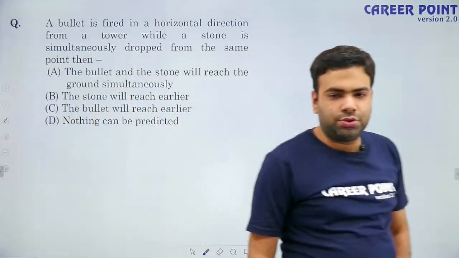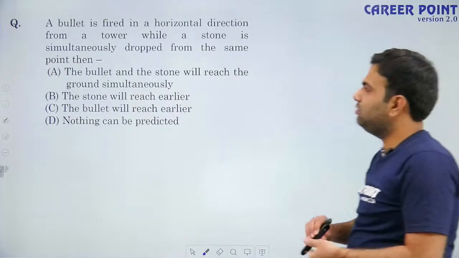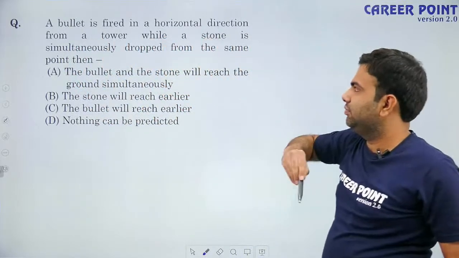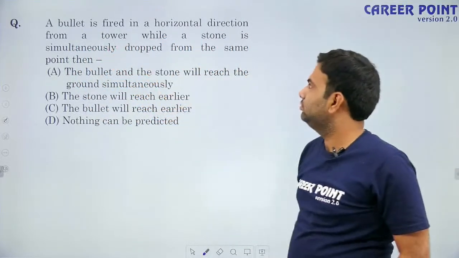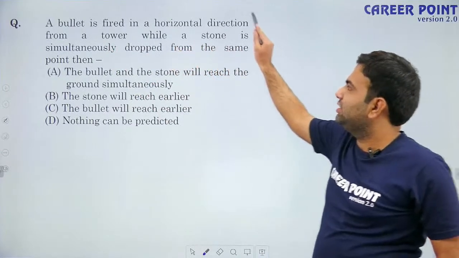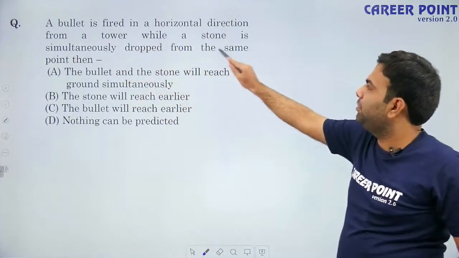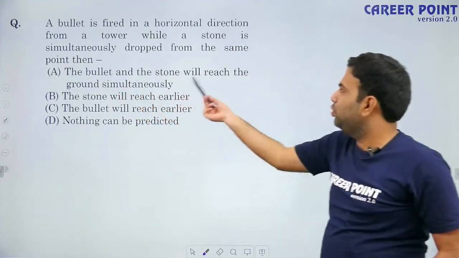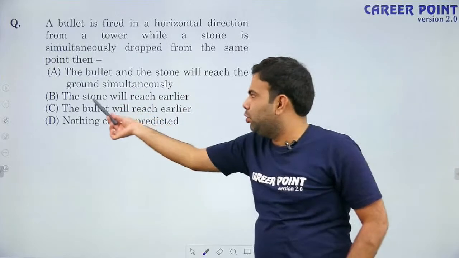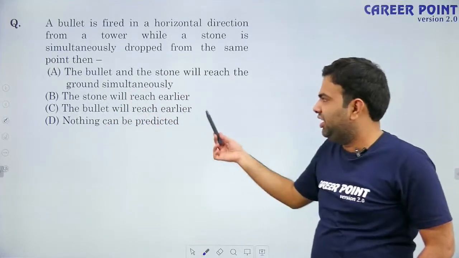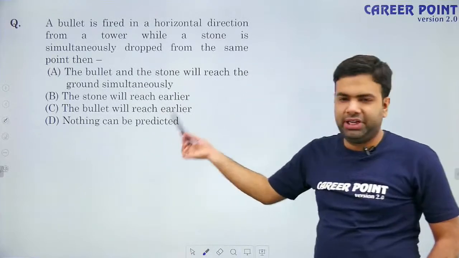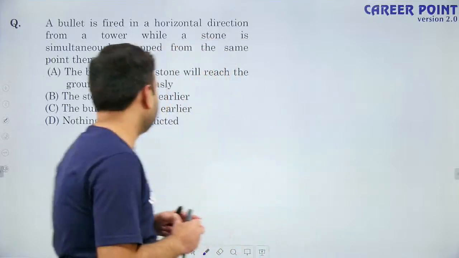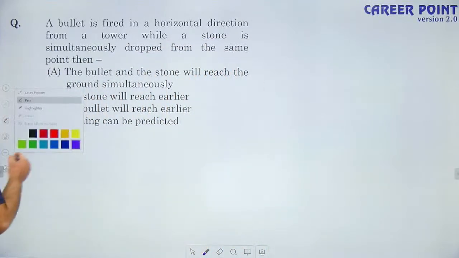Now the next question for all of you, try to answer this. A bullet is fired in a horizontal direction from a tower while a stone is simultaneously dropped from the same point. Then choose the correct option. The bullet and the stone will reach the ground simultaneously, the stone will reach earlier, the bullet will reach earlier, or nothing can be predicted. See, in all these questions we neglect the air resistance. Solve this question.